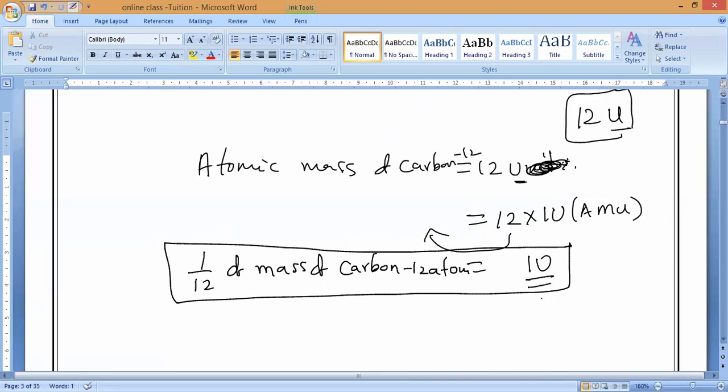If you understand this, then everything is easy. So what is the mass of 1 carbon 12 atom? 12 units. Yes or no? Yes, sir. What is the mass of 1 unit? 1 by 12 of the mass of carbon 12. 1 by 12 units.